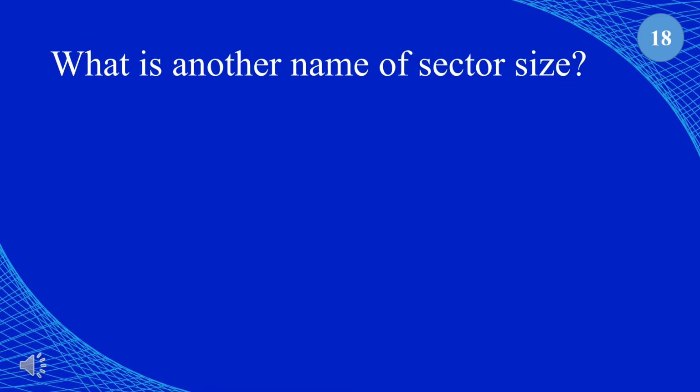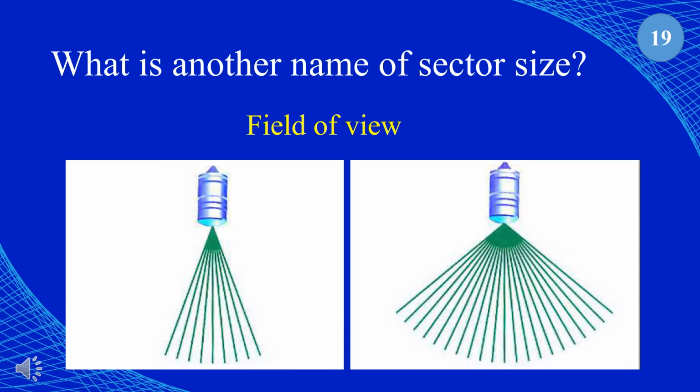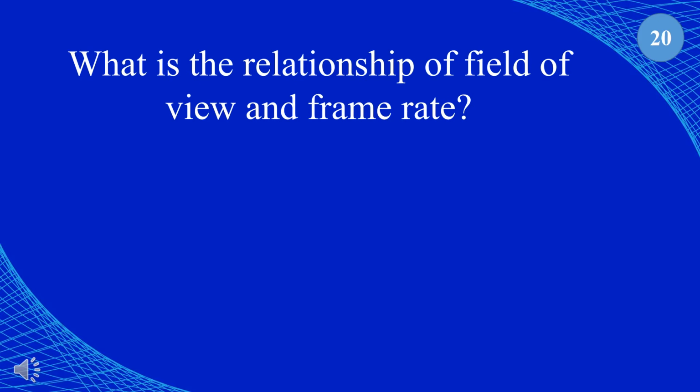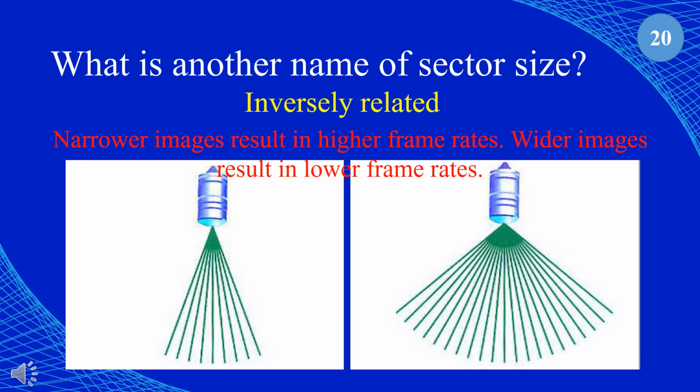What is another name of sector size? Sector size is also known as field of view. What is the relationship of field of view and frame rate? They are inversely related. Narrower images result in higher frame rates. Wider images result in lower frame rates.